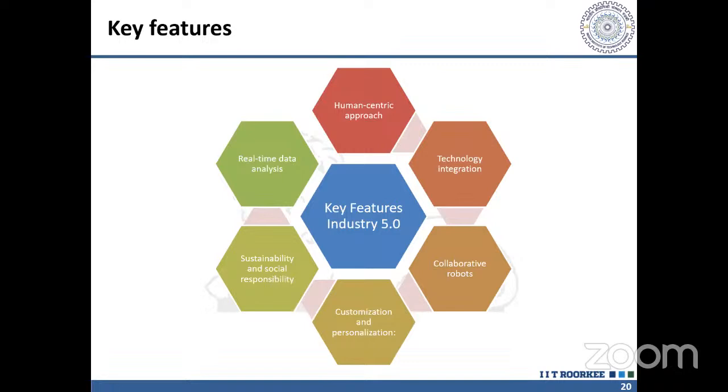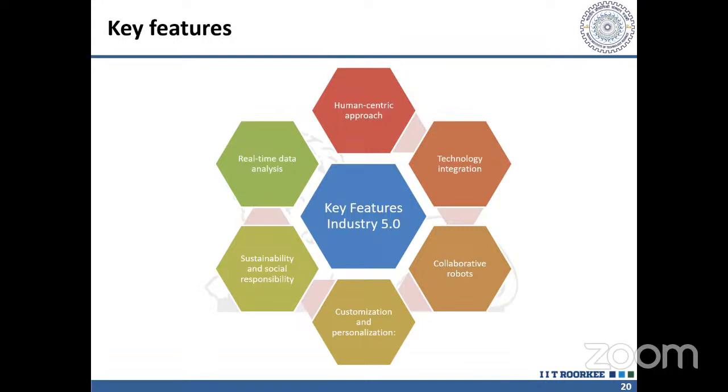So now there are some key features of Industry 5.0. First is a human-centric approach, so that humans and machines can work together to achieve greater efficiency, productivity, and creativity. Industry 5.0 is basically based on machines and robots not being used as tools only. They can also be used by the humans, right?